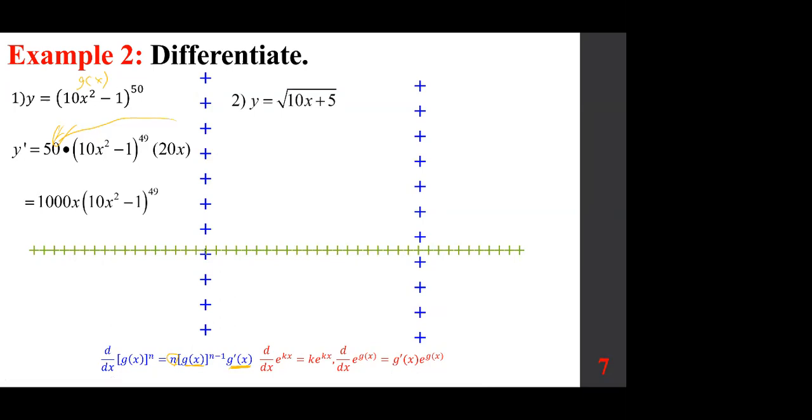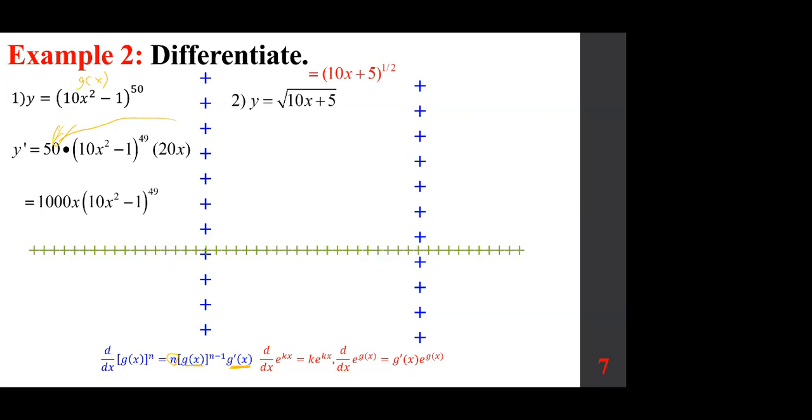We want to differentiate this. So first, we need to do something. And that means we are going to rewrite this such that we can use the power rule, everybody. So it'd be 10x plus 5 to the power of 1/2. Beautiful. That's the first step we need to do.